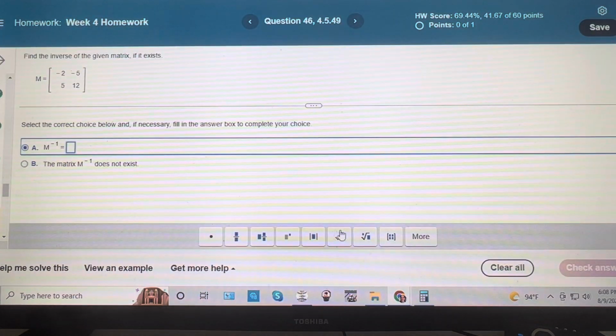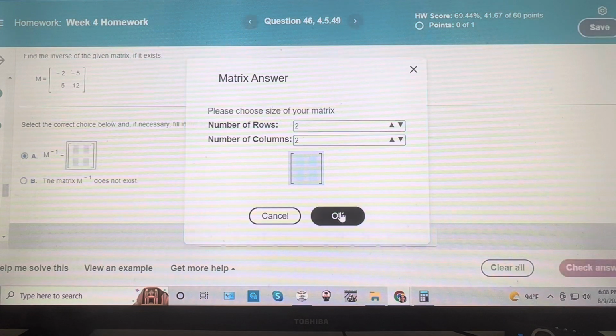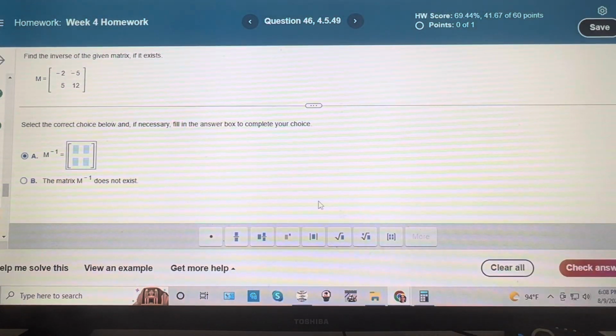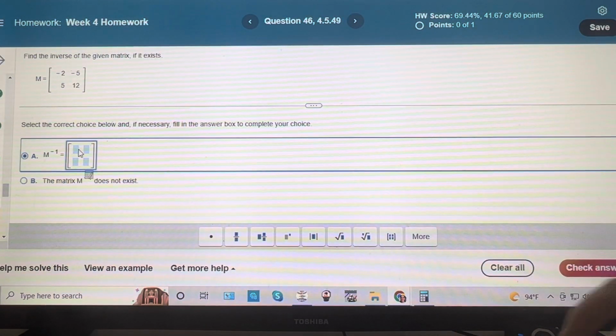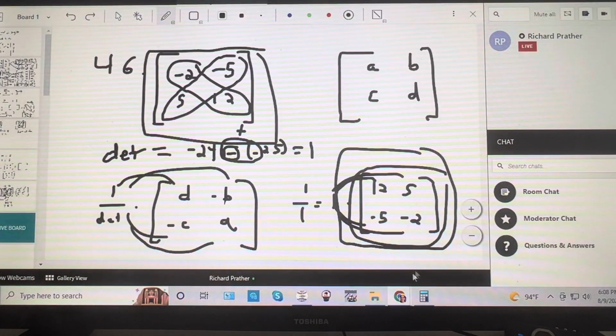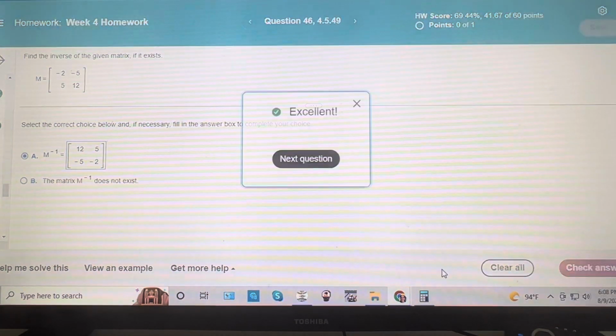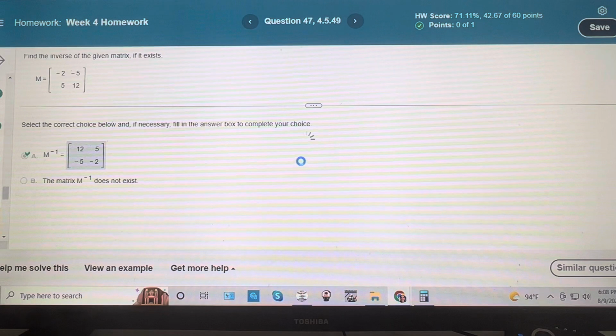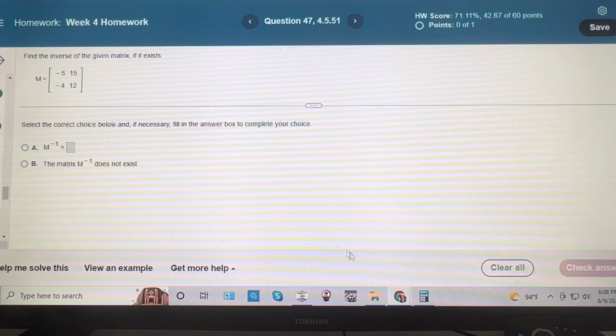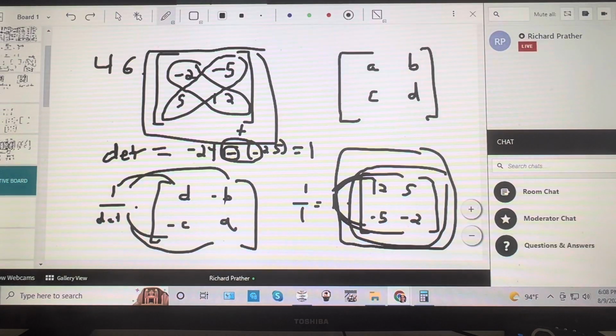It's a 2 by 2. 12 and 5 for the top row. And the bottom row was -5 and -2. Okay, so similar deal on 47.